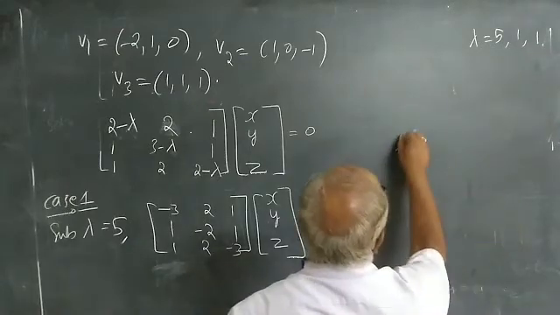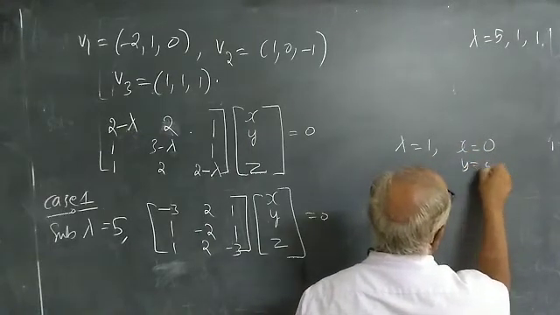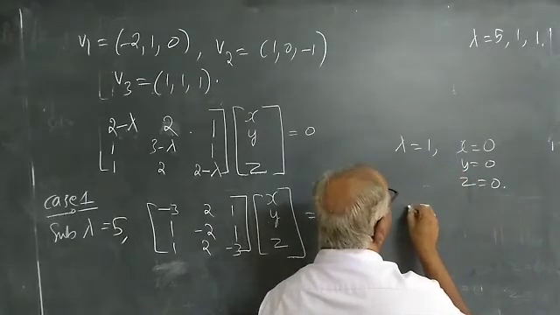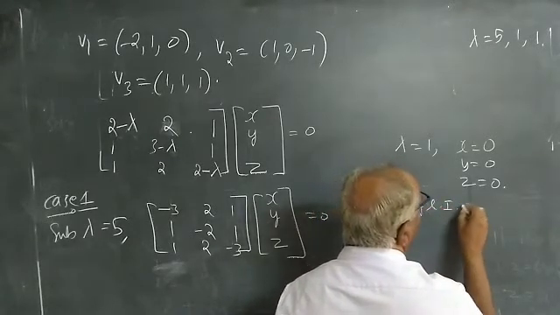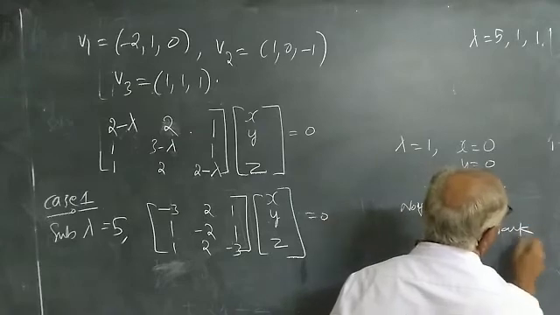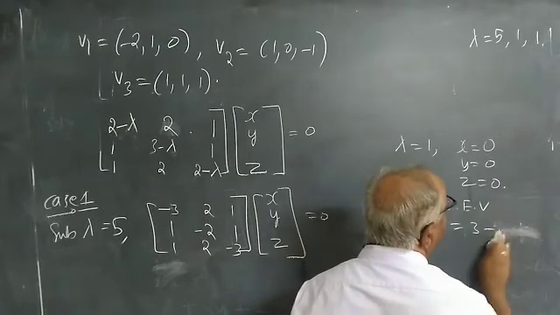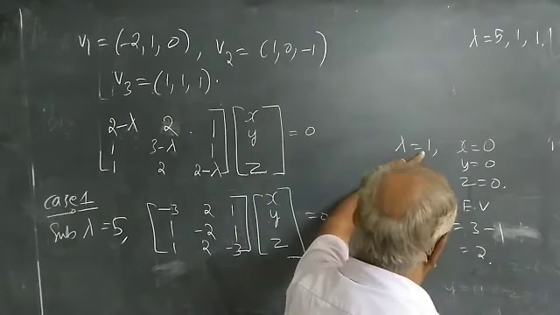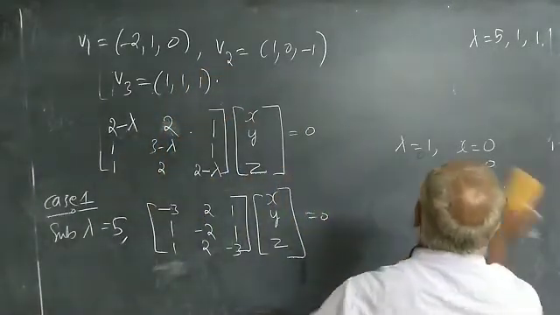Now, corresponding to the eigenvalue lambda is equal to 1, I have found two eigenvectors. Corresponding to lambda is equal to 1, in the system of equations I got x is equal to 0, y is equal to 0, z is equal to 0. Therefore, I used the point: the number of linearly independent eigenvectors is equal to the number of variables, 3, minus rank. You are getting x is equal to 0, y is equal to 0, z is equal to 0 just because rank became equal to 1. 3 minus 1, two linearly independent eigenvectors you are getting for lambda is equal to 1. What are those eigenvectors? V1 and V2.